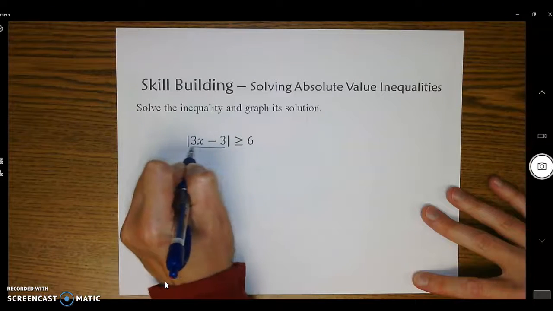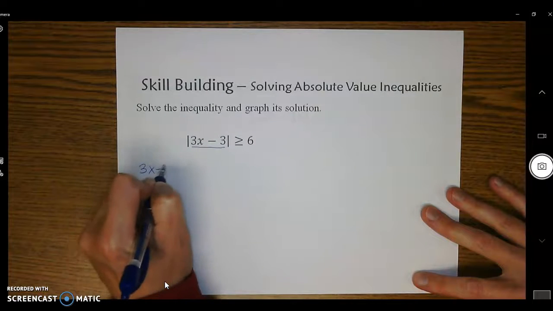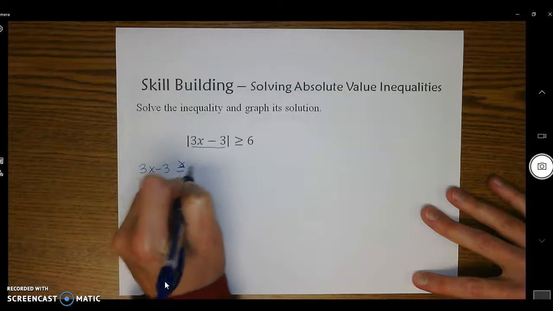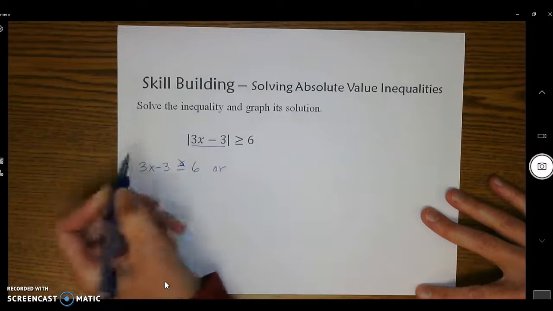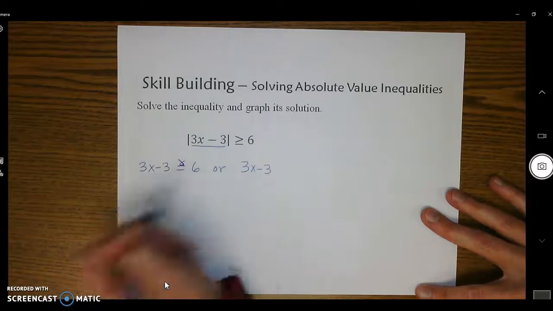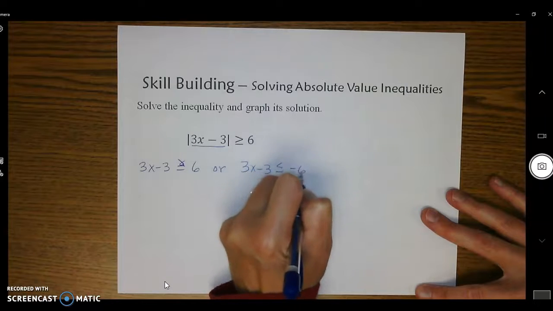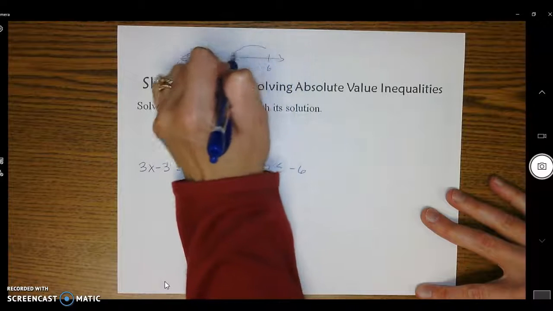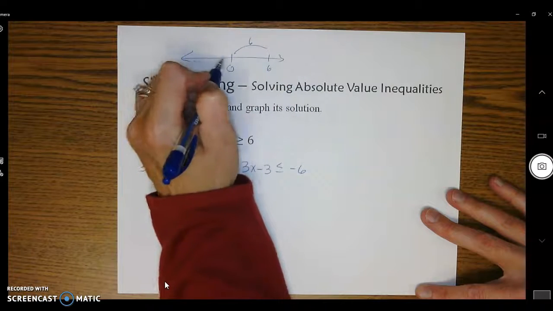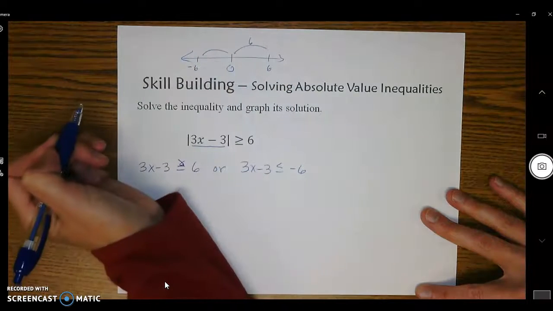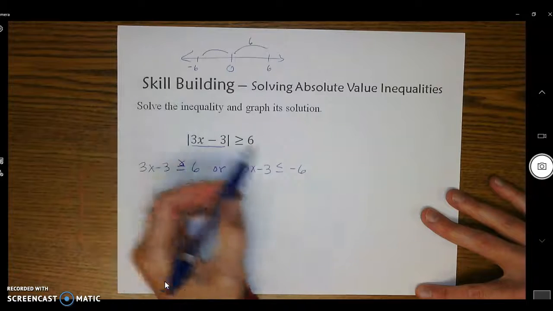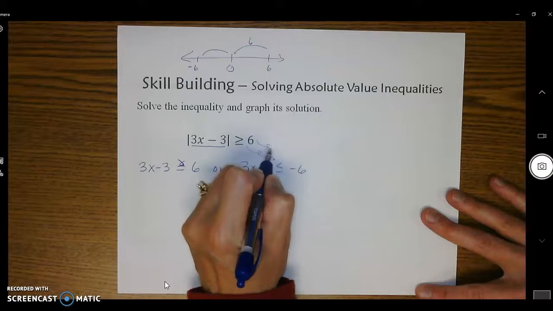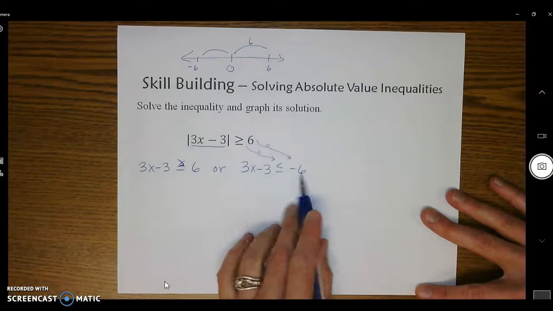So you're going to go 3x minus 3 greater than or equal to 6, or I'm going to do 3x minus 3 is less than or equal to -6. So if I go back to my number line, here's 0. This one is 6 units away, and -6 is 6 units away. When I do the negative one, I also flip the sign. So this is doing a little curly Q over here, as is the sign on that one.